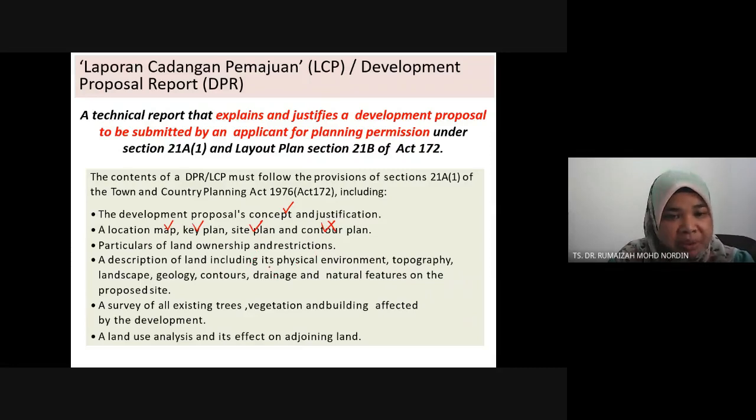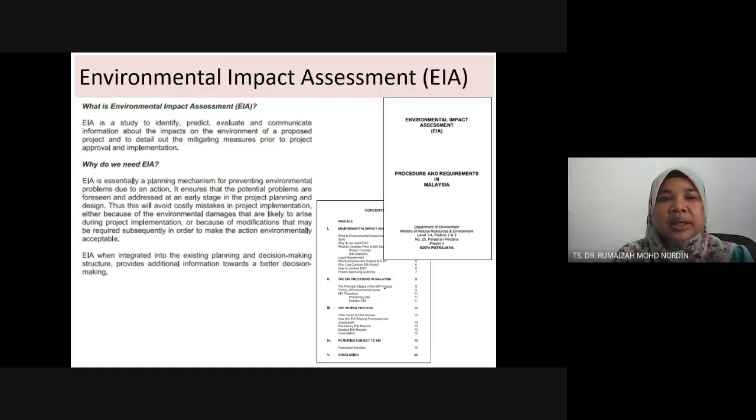Physical environment, topography, drainage, natural feature, and then yang ini, okay, in real world, to a certain extent, you kena kira berapa biji, berapa batang pokok yang ada di lokasi tersebut. Dia tujuan dia adalah environmental tadi. And then what kind of vegetation, ada orang tanam-tanam ke, and then building affected by the development, and then the current land use, and the effect of adjoining land. Katalah kita buat terrace house, what will happen to the jiran-jiran yang ada kat situ. That's why you need to know what it has in that area.